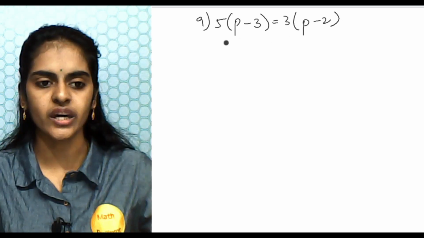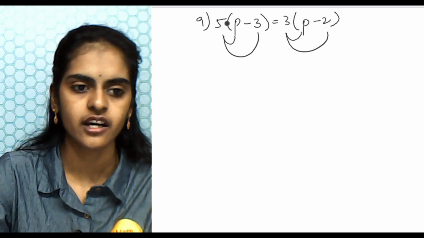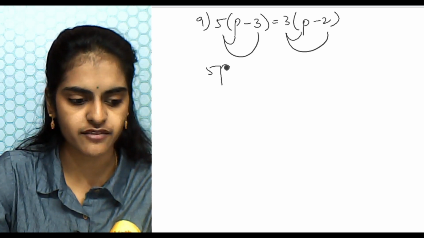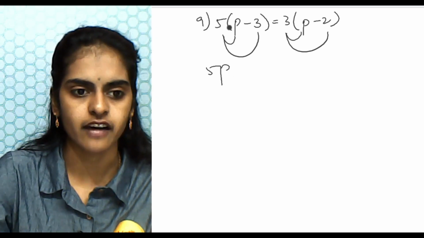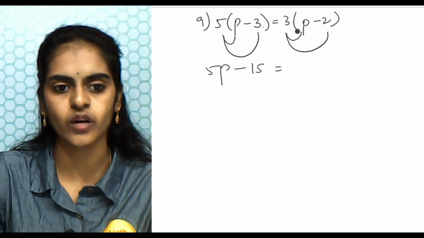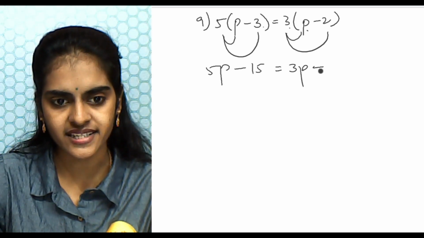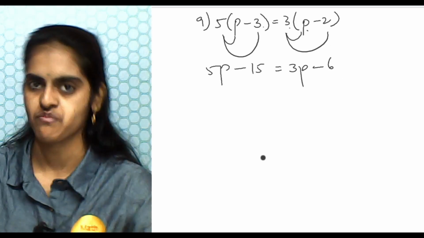Okay, here also we will distribute, in this way. Okay, so 5 multiplied by p is 5p. Okay, now you have minus, right? Minus 5 3s are 15, is equal to 3 multiplied by p is 3p. You have minus, right? Minus 3 2s are 6, right?